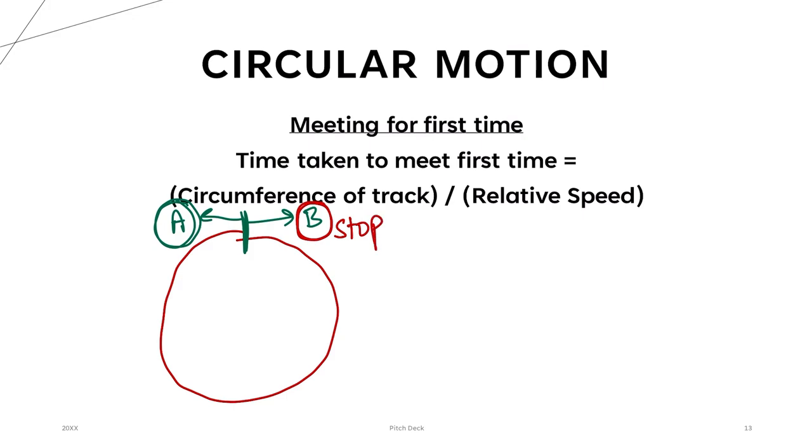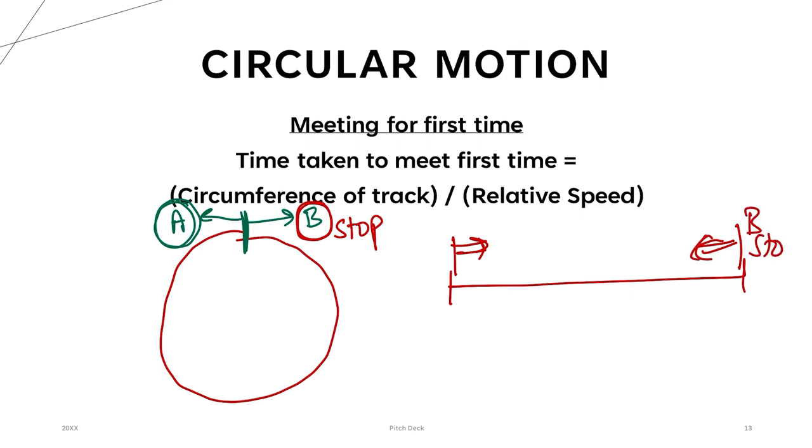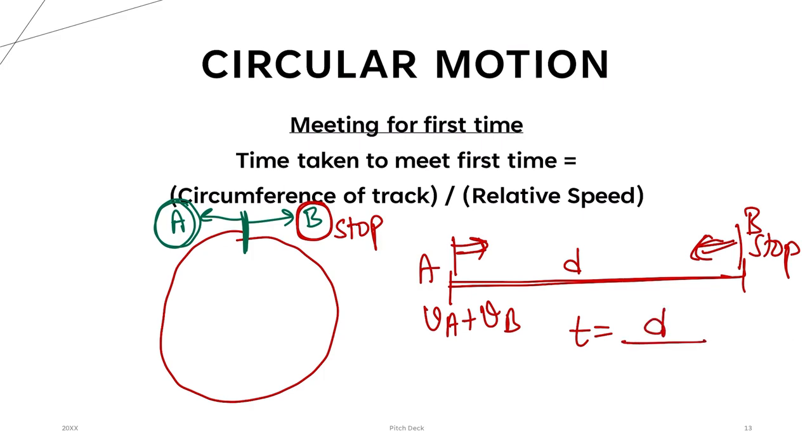Assume the other to be stopped. So this question will be similar to that question where two are coming from opposite directions toward each other, and we assume that B is at a stop. Then A's speed will be VA plus VB over the distance between them, so the time taken for A to go to B will be D by VA plus VB. This is what we have learnt, right?